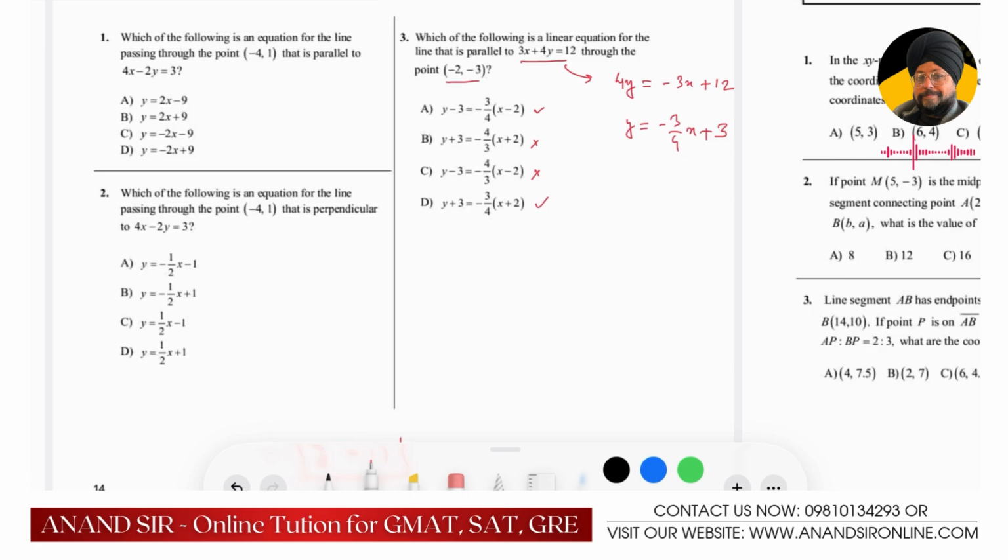Now, the point is this. So you know that I will write y minus y1 is equal to slope times x minus x1. This we have done in the previous class. So y minus minus 3, that is, it becomes plus 3. Slope is same because it is parallel to this same line, and x plus 2. So I will go with option number D. Right? Okay. Let us move to the next topic.